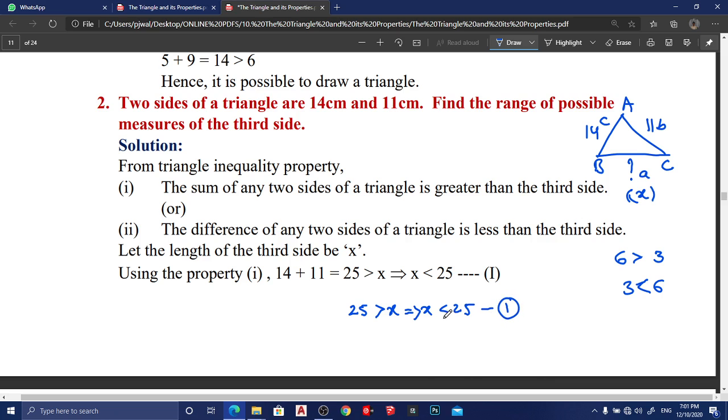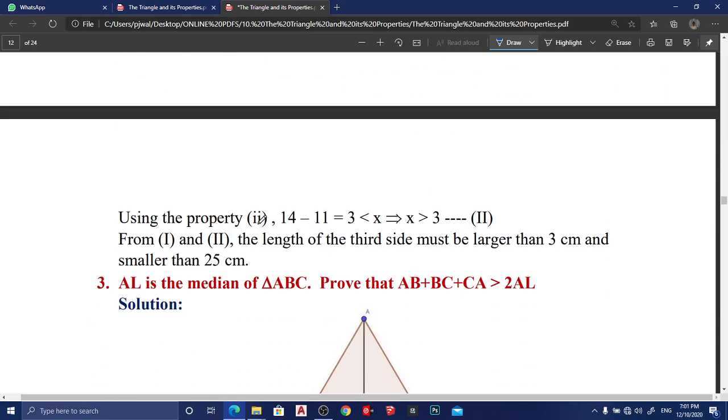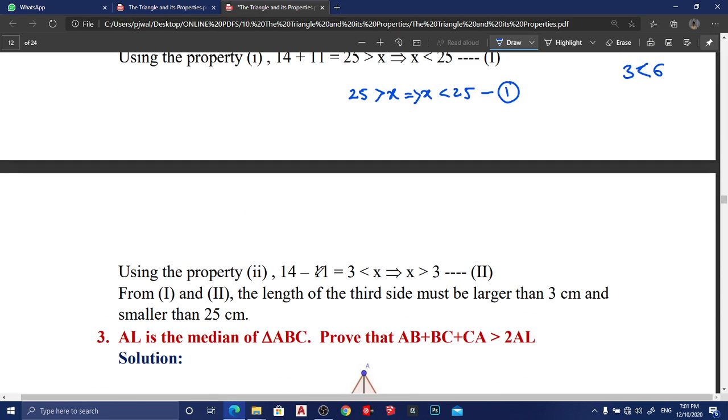And you have to find out that x should be greater than which number. You find that by using the second property. What is that property? The difference of any two sides should be less than the third side. What is the difference of these two sides? 14 minus 11 is 3. This should be less than the third side, x. The same expression we write as x is greater than 3. So 3 is less than x means x is greater than 3. So from the second condition, all x values should be greater than 3.